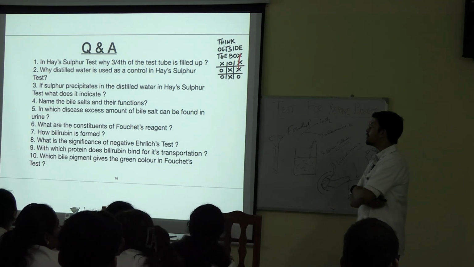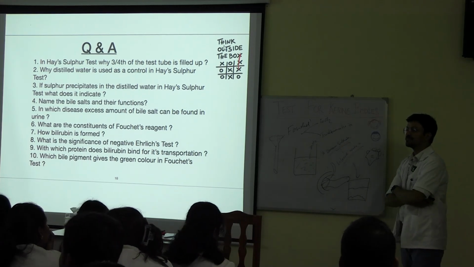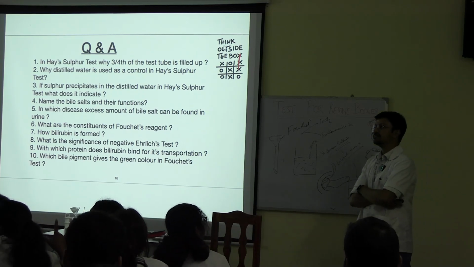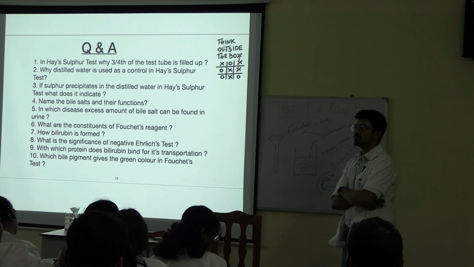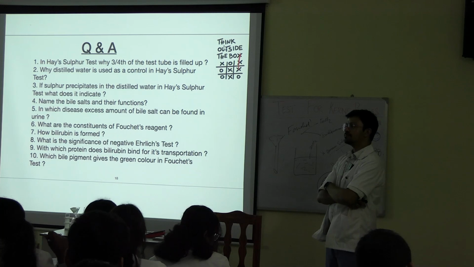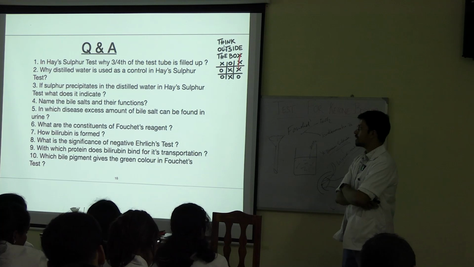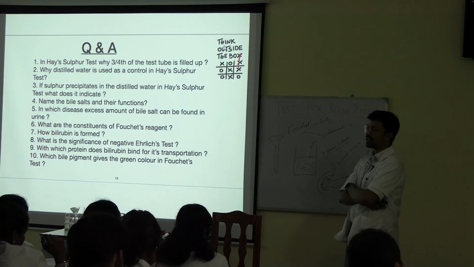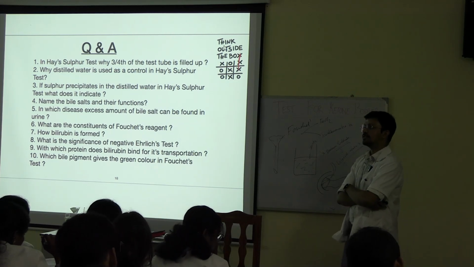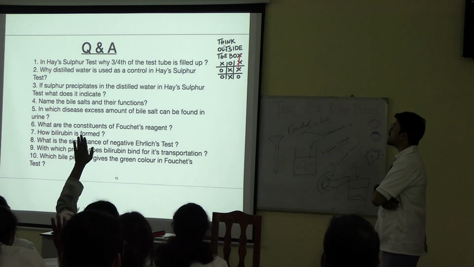Okay. In Hay's sulfur test, why is the test tube filled up to three-fourths? You say. Wait. Yeah, you say. Say it properly. Say it in Hindi. We are having difficulties. Why are we filling up three-fourths? If I fill three-fourths, it will not shrink. So if I fill two-fourths, half, then... okay, fine. Sit down.